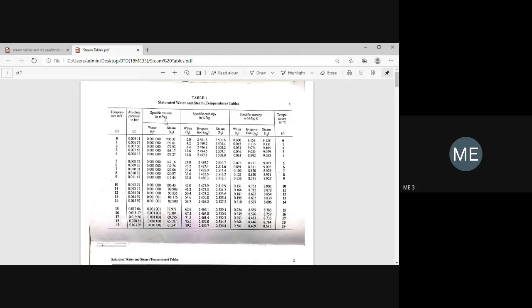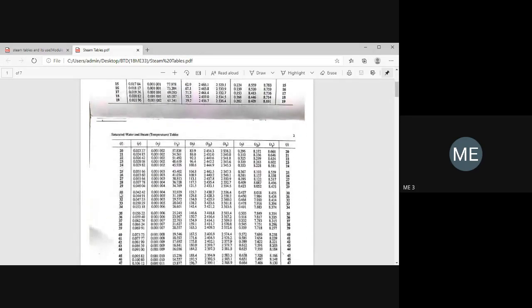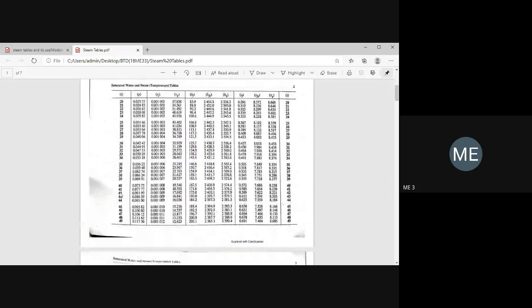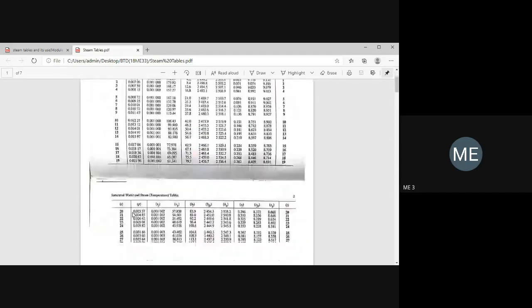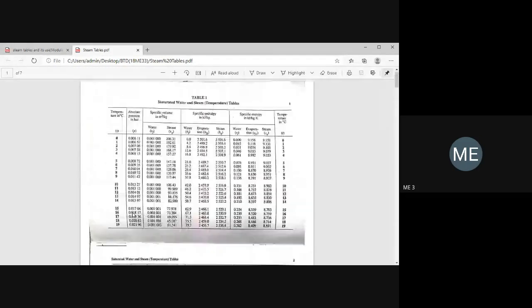For example, the property of steam at 40 degrees Celsius. In the first column, it is temperature, and we have different columns. Immediately after the temperature, we have the pressure column. So at 40 degrees Celsius, the pressure is 0.07375 bar.